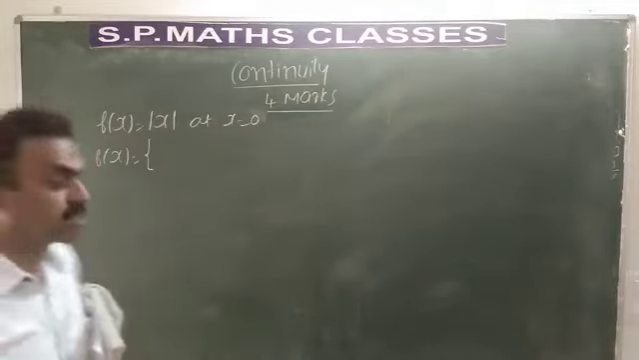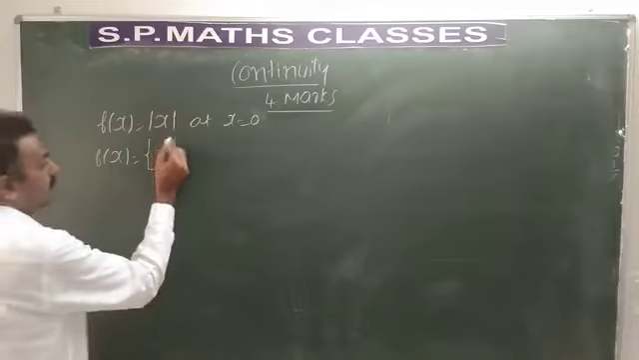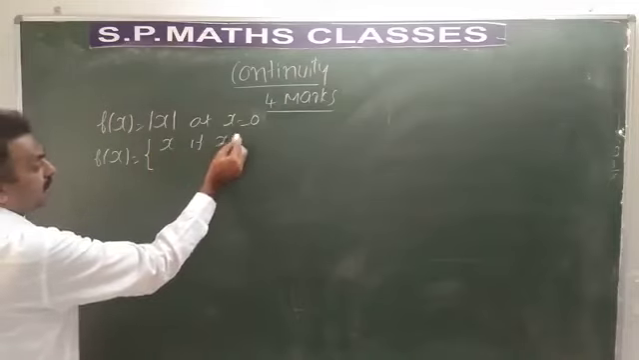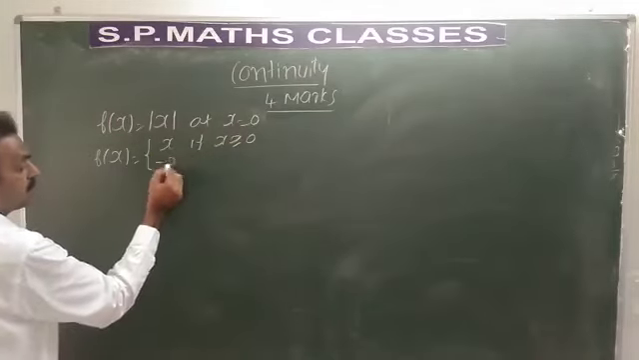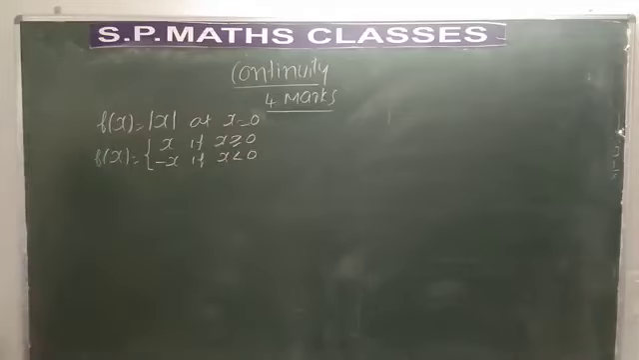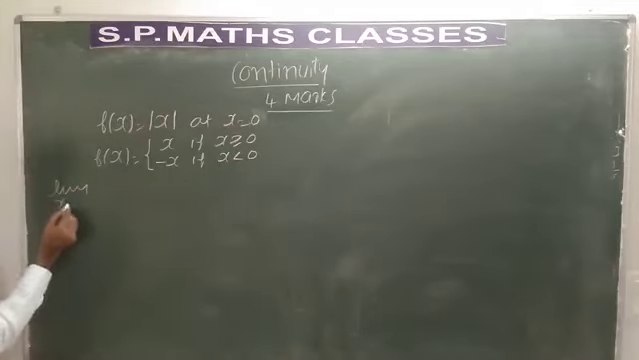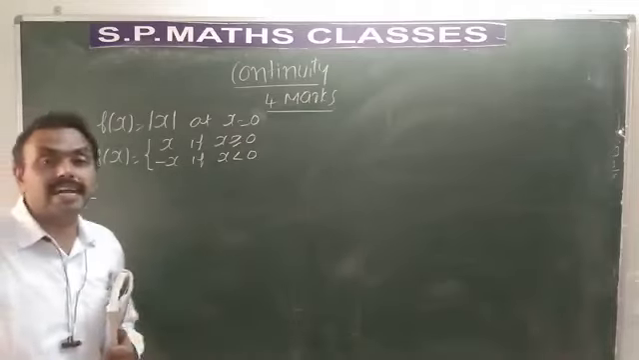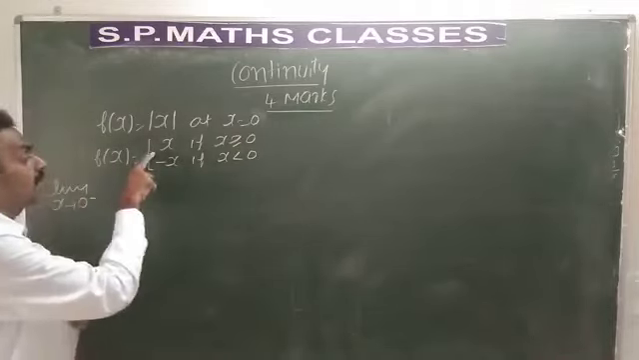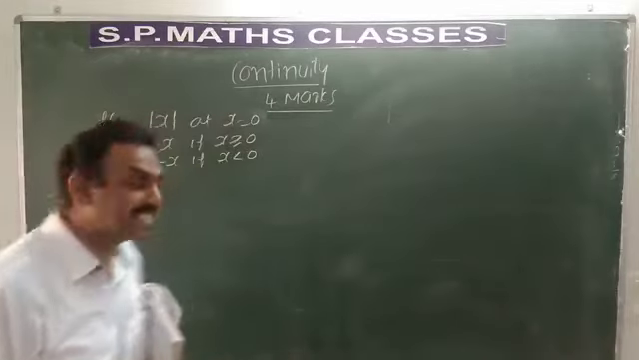Already you have studied in first PUC the definition of the modulus function. It is x if x is greater than or equal to 0. It is minus x if x is less than 0. This is the definition you have. Now, limit as x tends to 0 minus. Why do we have to take left hand and right hand limits here? Because the function is defined for x greater than 0 and also for x less than 0.